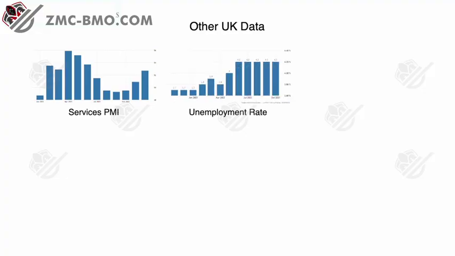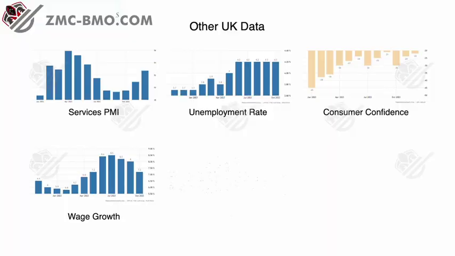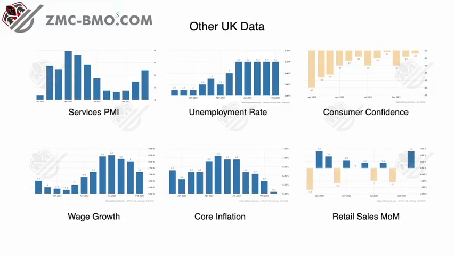Unemployment rate is steady at 4.2% for a while. Consumer confidence has got better. Wage growth has fallen. Core inflation has fallen. Retail sales has been higher over the last couple of months. Now, you're probably looking at it as services are up, employment held steady, consumer confidence is much better, retail sales is good, so I want to be long the currency. Not really, because remember, what is the theme?